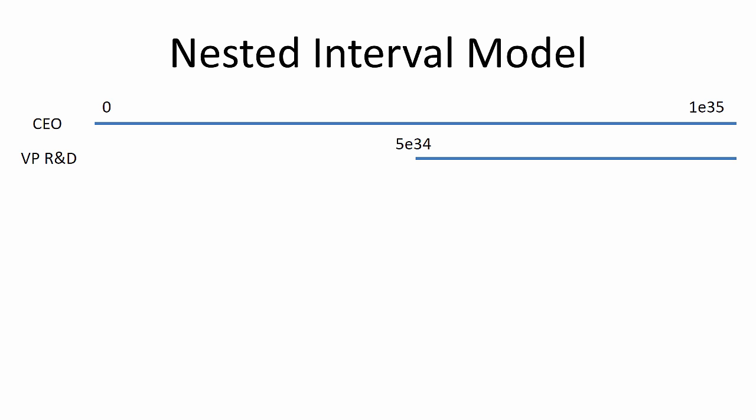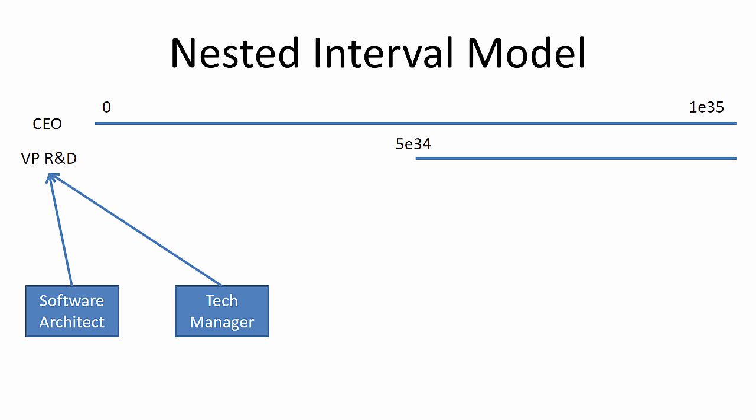And so the VP of R&D gets its left value and its right value from the remaining open interval on the CEO. And then we'll see that as we add the software architect and the tech manager to the VP of R&D, it follows a similar algorithm.